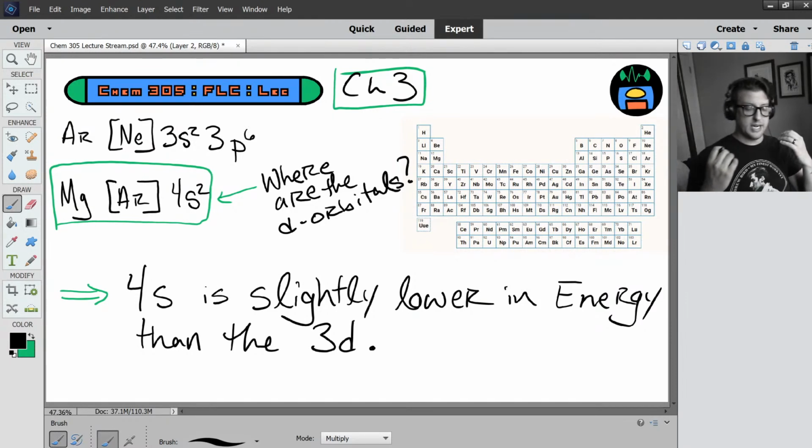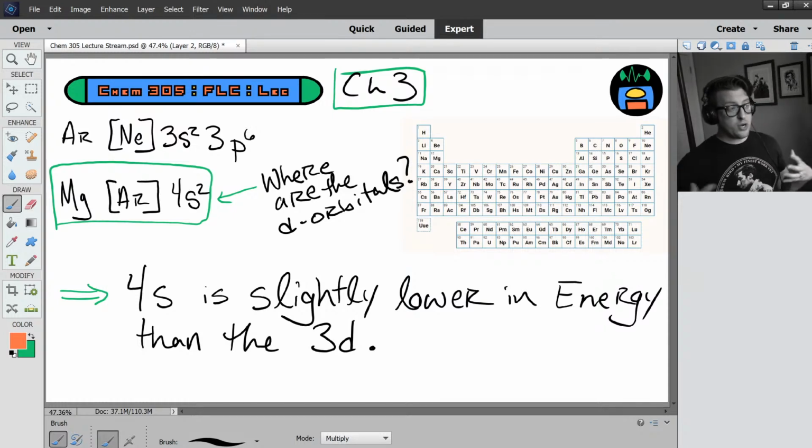Now, if you're wondering, gosh, this sounds confusing, like it's going to be a pain, the cool thing is, you wrote yesterday in lecture the correct electron configuration for magnesium without knowing this. If you use the periodic table to write out your electron configurations, the periodic table will lead you to the correct electron configuration naturally.